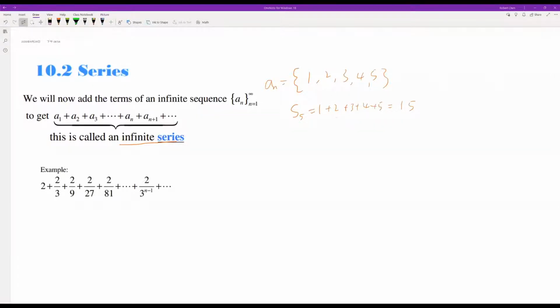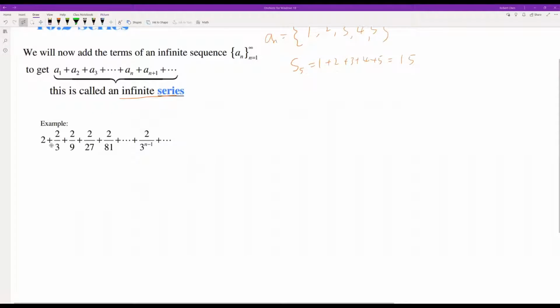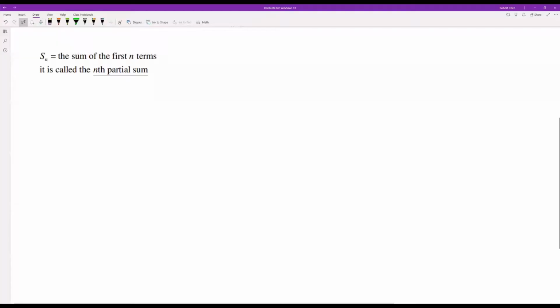All right, so a quick example would be like this. We're adding up infinitely many numbers, and what we have here is your formula for the nth term, right? Another notation to represent an infinite series is this sigma notation. We want to add up all the terms in the sequence from 1 to infinity, and we want to see what that is. And sometimes we don't want to add up everything.